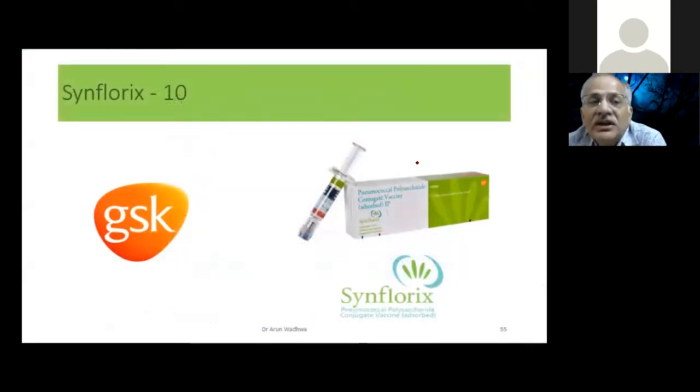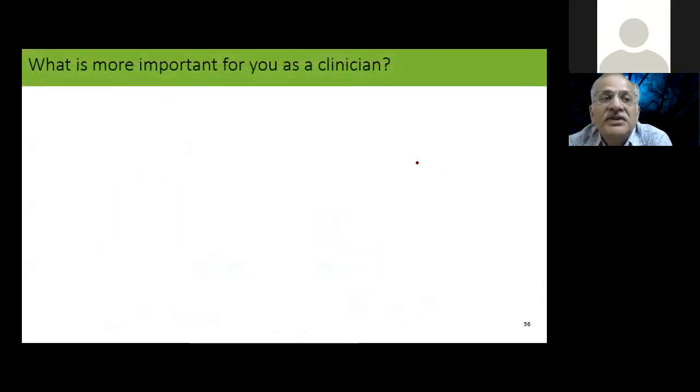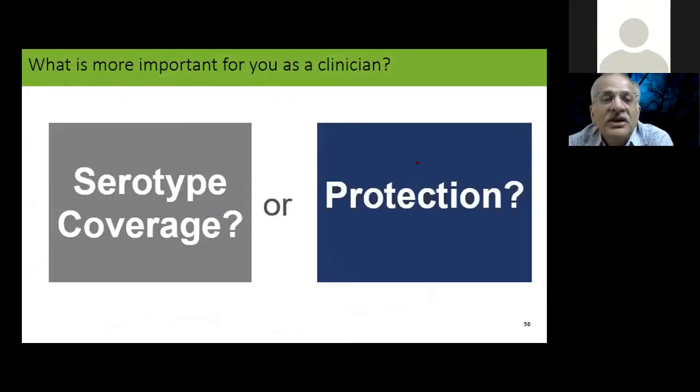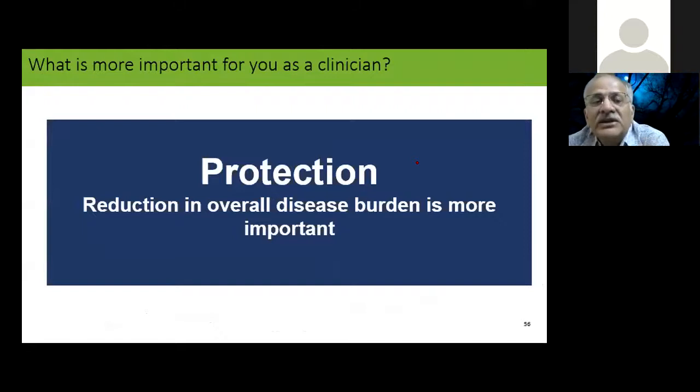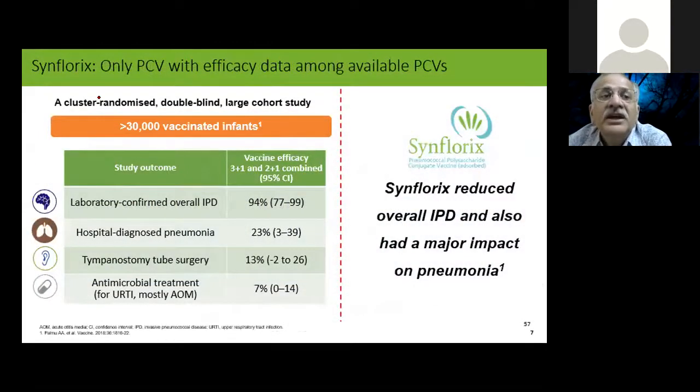Coming to the other vaccine, which we were calling the old PCV10, what do you think is more important, either serotype coverage or the protection? According to the company, it is the protection which is more important. Till now, we've been talking about serotype coverage, but I'll tell you why protection is important, though not as important as the serotype coverage. Because protection is the reduction in the overall disease burden, which is more important. This is the only PCV which has good efficacy data. The PCV13 also has good efficacy data, but they somehow undermine this.